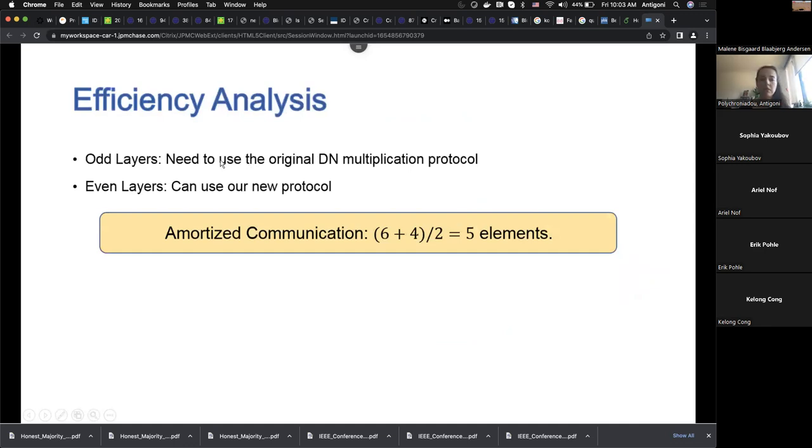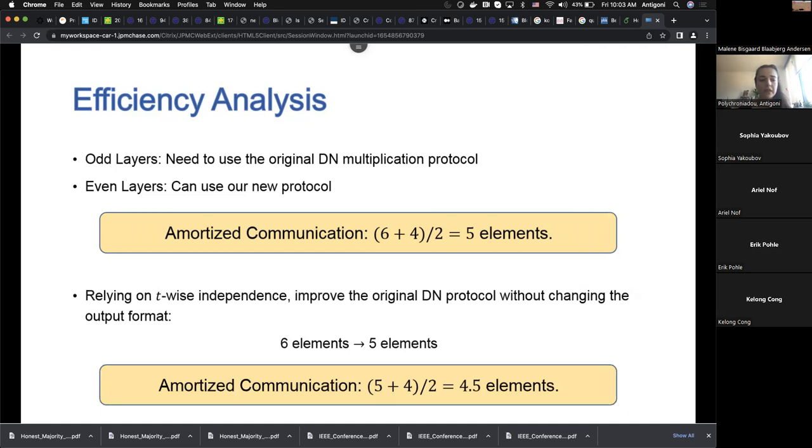So in the odd layers, we need to use the original DN protocol to get this nice property in the format of the output. And then in the even layers, we use the new protocol that I showed you earlier, the one that uses the T-wise independency. Following this approach, we can reduce it down to 5 elements. It's 6 plus 4 for these two protocols, and then we divide by half, and we end up with 5 elements. And here, if we want to combine, oh, that was the T-wise. Okay, I got confused, guys. This is the original DN protocol, and this is the one with the T-wise. So with the T-wise, we have 4.5 elements.